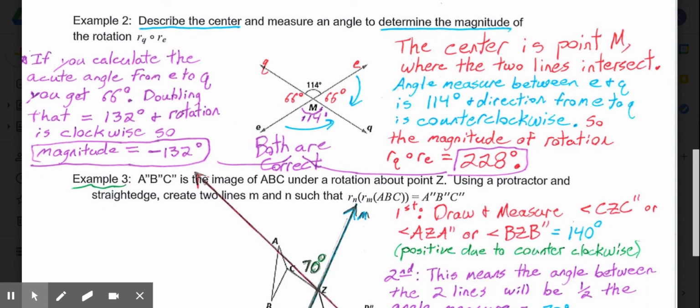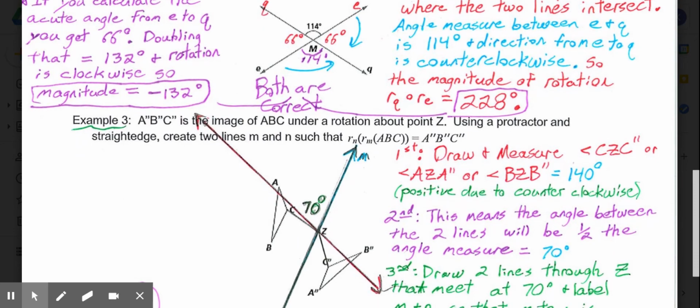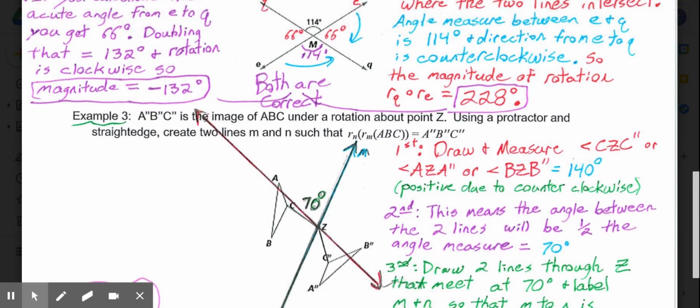So example 3 tells us A double prime, B double prime, C double prime is the image of ABC under a rotation about point Z. Using a protractor and a straight edge, create two lines M and N such that, and now they're giving us a different notation, not composite notation. So this notation would be ABC reflected over M and then reflected over N. So we're going to reflect ABC first over M, then over N to give us A double prime, B double prime, C double prime.